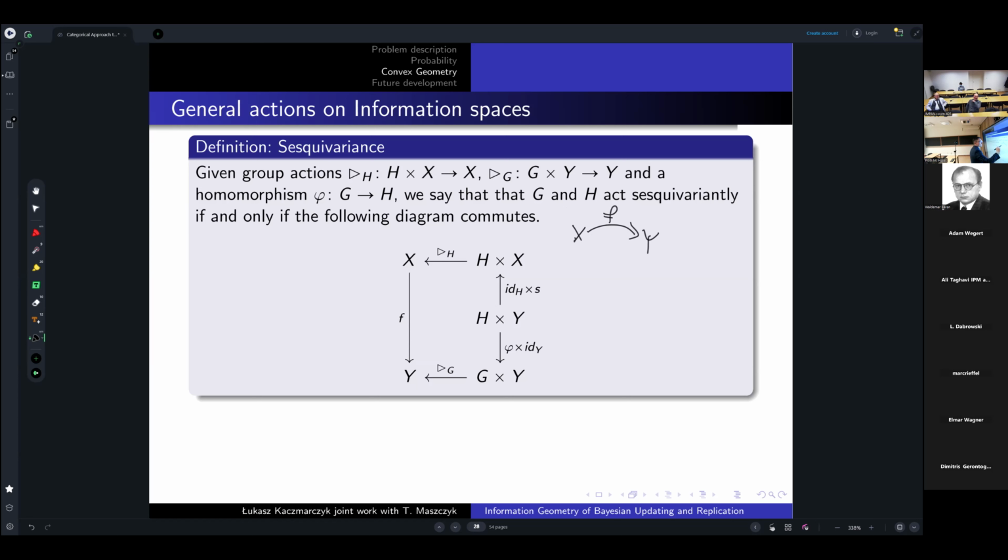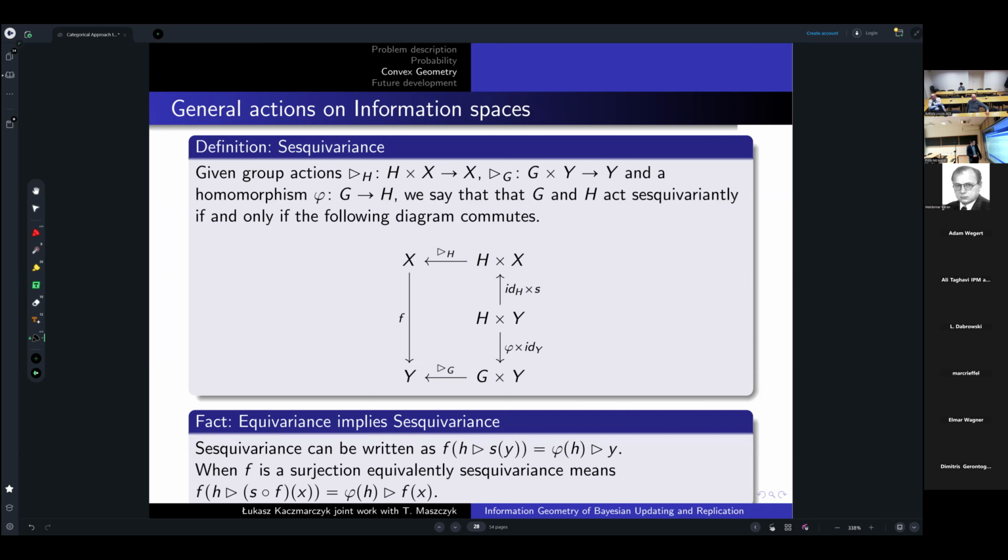The pair (F, S) is the pair of a defined map. So F is repeating. So this is regarded to be a morphism between X and Y. And this morphism is equivariant with respect to these actions if this diagram commutes. S is X to Y, phi is H to G. So this is an extension of equivariance.